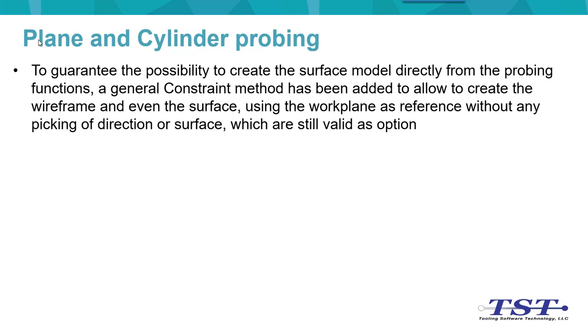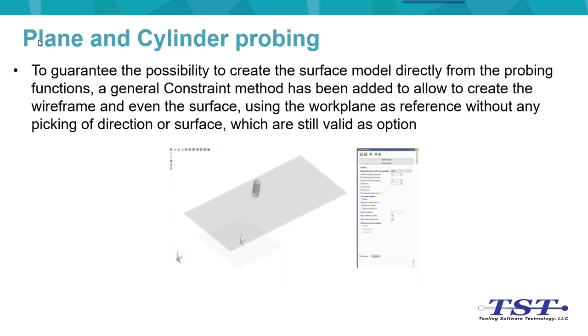Planes and cylinder probing. To guarantee the possibility to create the surface modeling directly from the probing function, a general constraint method has been added to allow you to create wireframe and even the surface using the work plane as a reference without picking any direction or surface, which is still valid as an option.